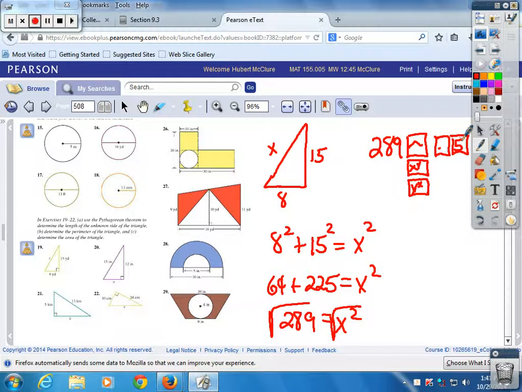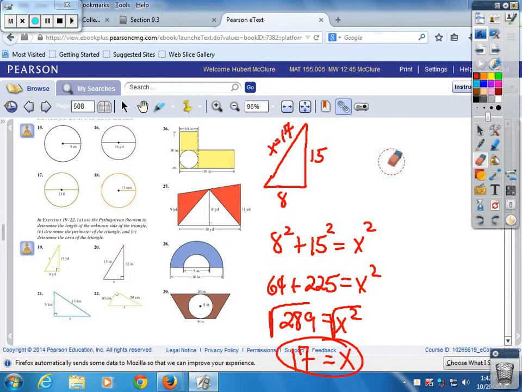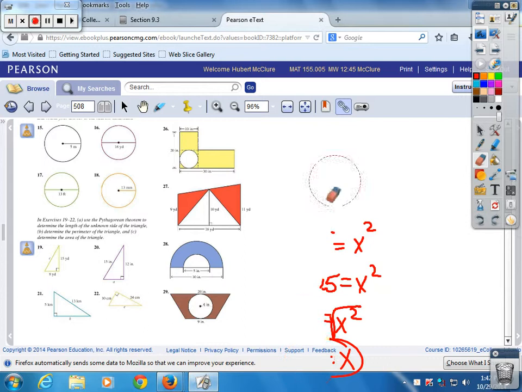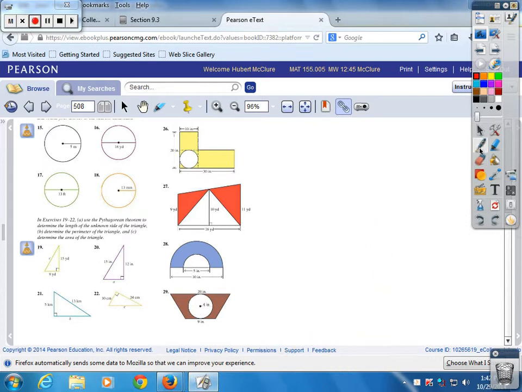Somebody do that, tell me what you get. 17 is your answer. So 17. Now, is it the longest side? Yes. So that's how you do that one. Now let's do number 20.